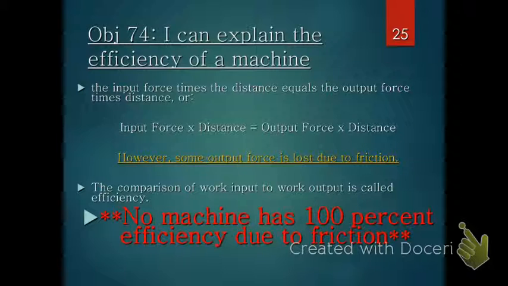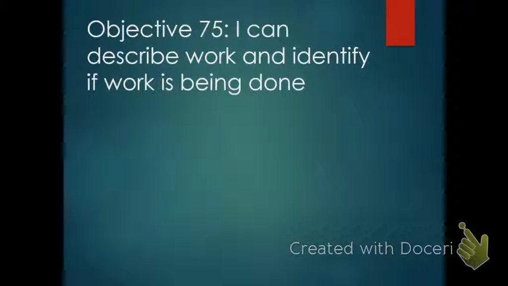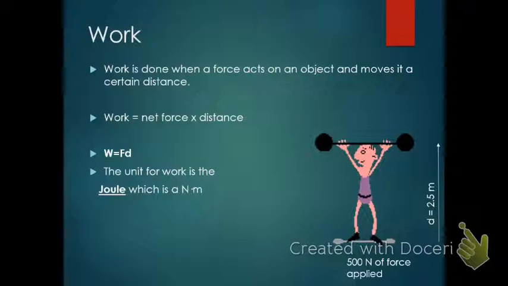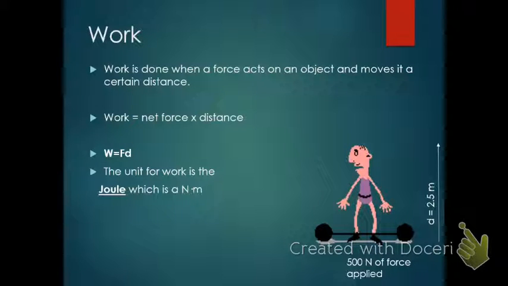So the comparison of the work that you put in over the work that's put out is called the efficiency of a machine. And again, remember, no machine is 100% efficient. All right, we need to be able to describe and identify work.